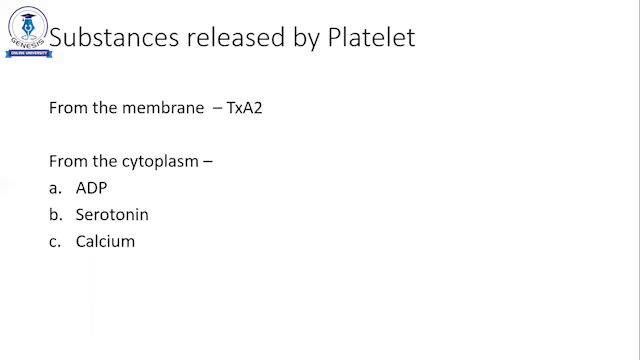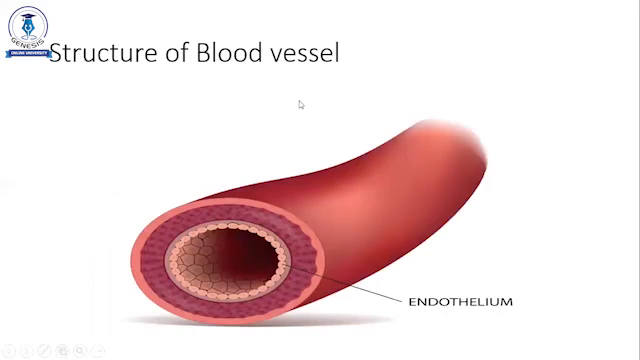So let's go further. Now the structure of the blood vessel. Here we know from the first year there are three layers of blood vessels. One is tunica adventitia. This one is tunica media, and this last part is called tunica intima.